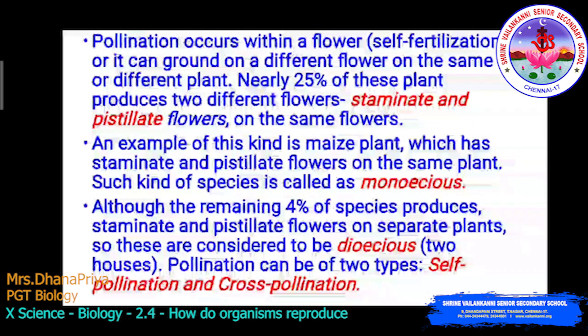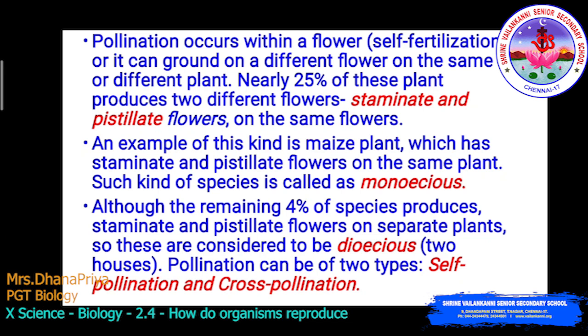Pollination occurs within a flower, that is self-fertilization, or it can occur on different flowers on the same or different plants. Nearly 25% of plants produce two different flowers, staminate and pistillate flowers, on the same plant. So there are two categories, monoecious and dioecious. An example of this kind is the maize plant, which has staminate and pistillate flowers on the same plant. Such a species is known as monoecious.